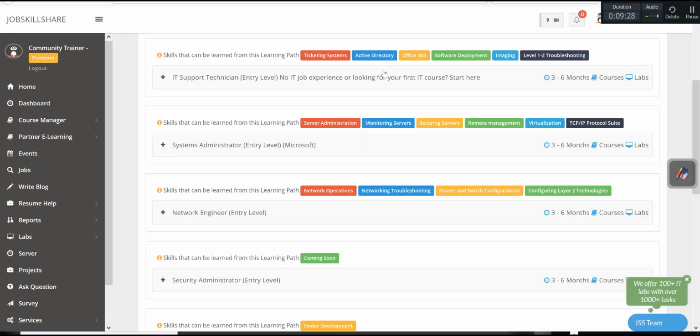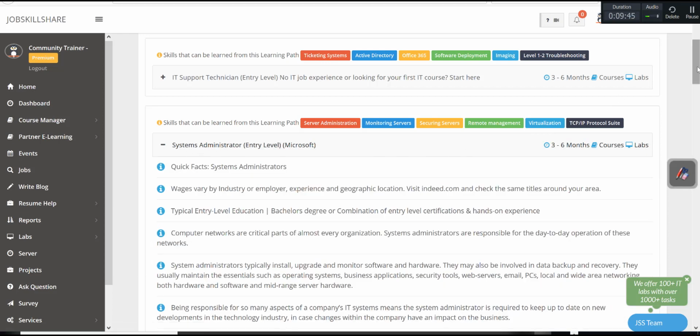How are we dealing with this? If you go to jobskillshare.org, and this portal is going to be live soon, you can see we have given skills on this: system administration, monitoring servers, securing servers, remote management, virtualization, TCP IP protocol suite. But if you go to this one, this is a pretty big one.